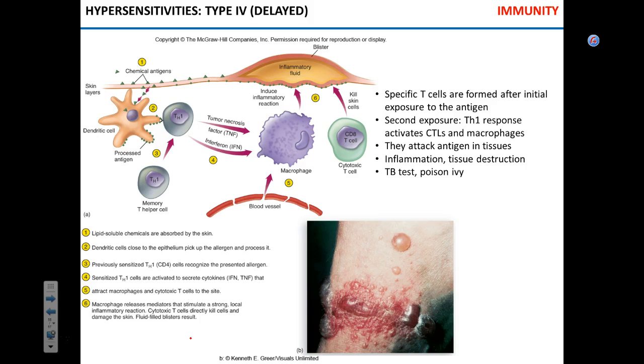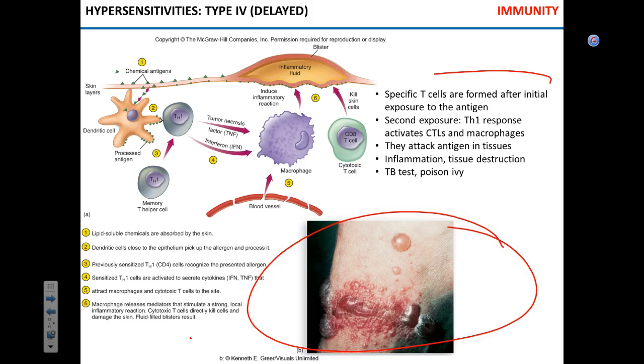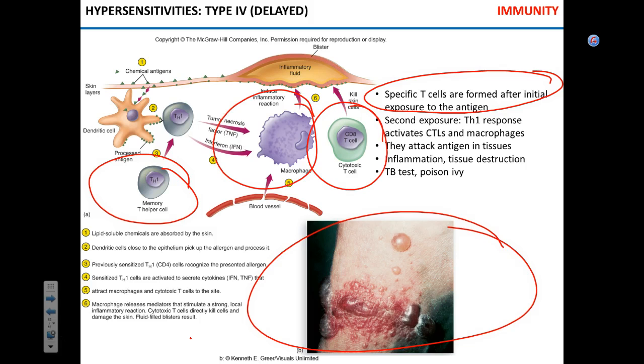Now, delayed hypersensitivity mediated by T cells. Two examples: the reaction to different plant poisons like poison ivy, and the TB test. MS as well, but that's an entire disease. So what happens is, when you are first exposed to the antigen, your immune system forms specific T cells, memory T cells. When you are exposed to the same antigen again, the helper cells activate macrophages. CD8 cells are activated. They come from the memory pool themselves. So you have macrophages and cytotoxic lymphocytes migrating to the site where the antigen is.